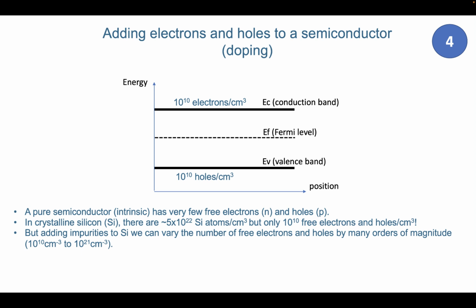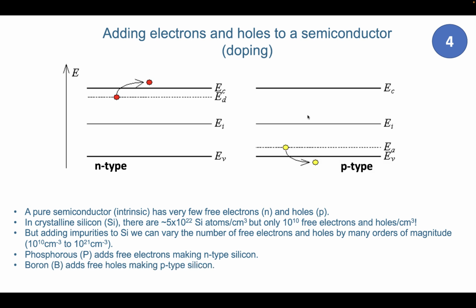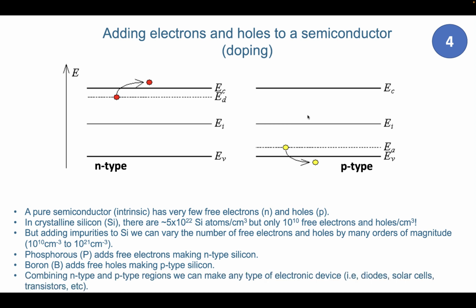But fear not, it is relatively easy to add impurities to silicon, so we can change the number of electrons and holes by 11 orders of magnitude, going from about 10 to the 10 per cubic centimeter all the way to 10 to the 21. So how do we do this? Well, in the case of silicon, we can use something like phosphorus, which adds free electrons, making the silicon what we call N-type. If we add boron, on the other hand, then we add free holes, and this makes the silicon p-type. So by combining then N-type and p-type regions, we can make just about any type of electronic device, like for example diodes or solar cells or transistors.